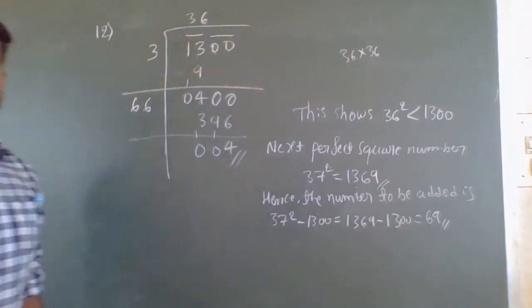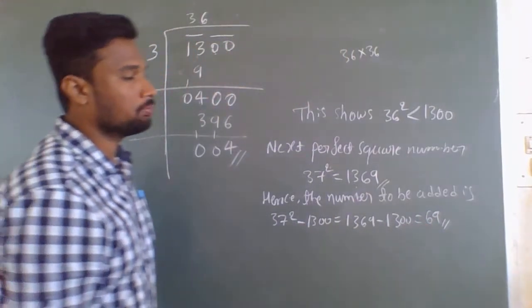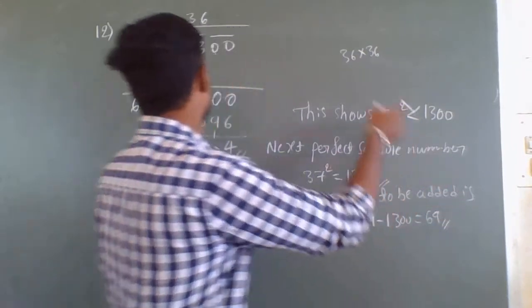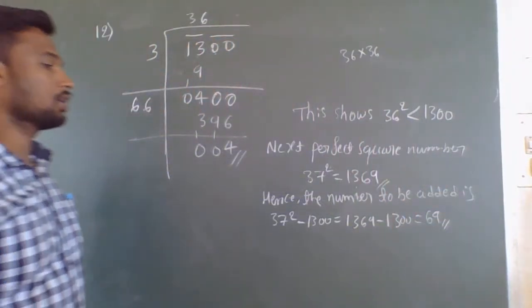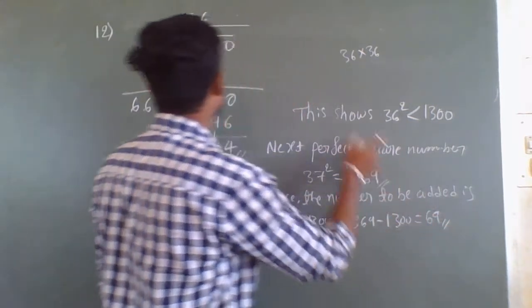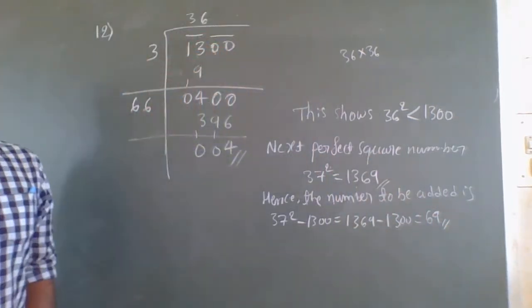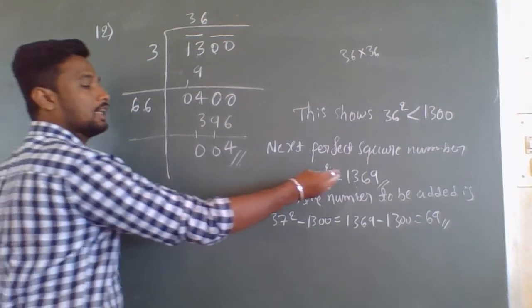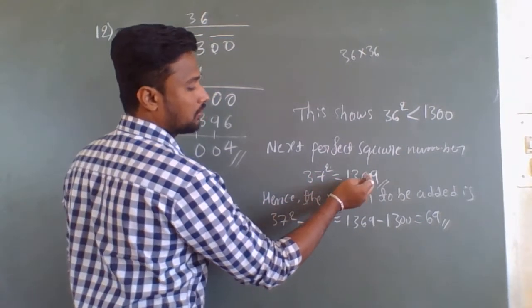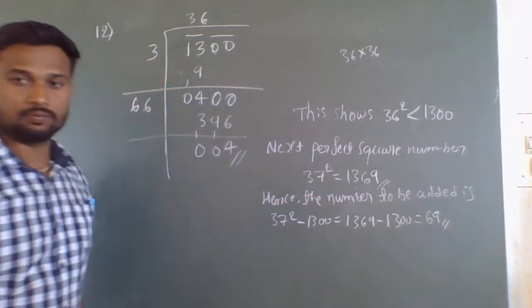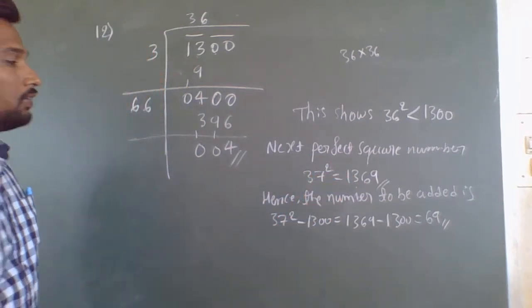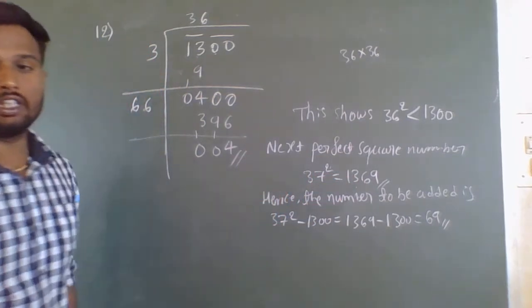When you add 69, this is the minimum number which is to be added to 1300 to get the perfect square number. When you add 69 to 1300, what will you get? 1369. So this is the perfect square number, because this is the value of 37 squared. Why do we consider 37 only?